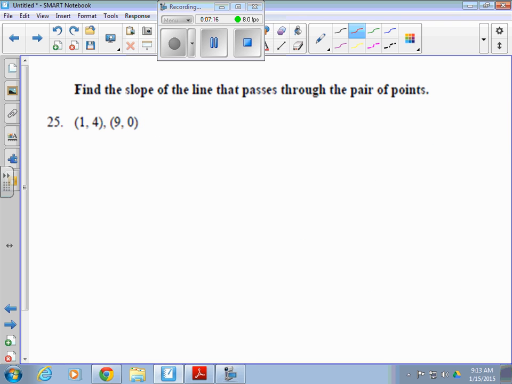Number 25 tells you to find the slope given 2 points. Your slope formula is the change of y sub 2, minus, since it's talking about how they're different, y sub 1, over the change of x sub 2, minus, since you're talking about the difference, x sub 1.